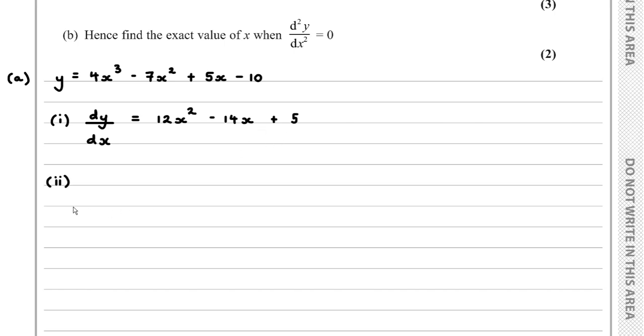Now, for the second part of part A, to find d squared y over dx squared, we would have to differentiate dy over dx with respect to x. Differentiating 12x squared, we end up with 24x. Differentiating negative 14x, we end up with negative 14. And differentiating 5, we end up with 0. And so therefore, d squared y over dx squared equals 24x subtract 14.